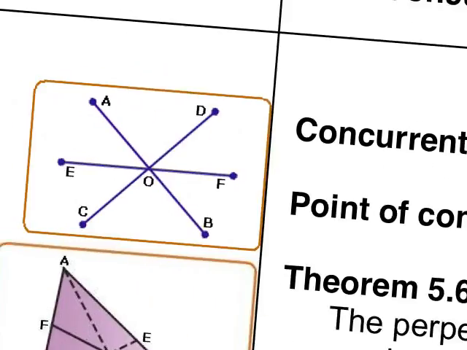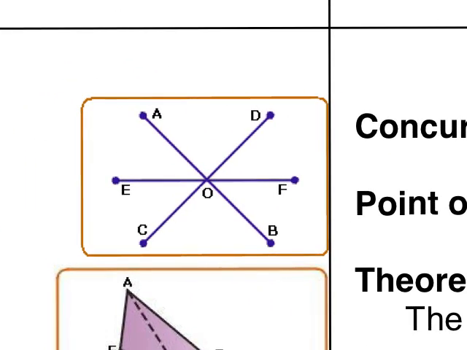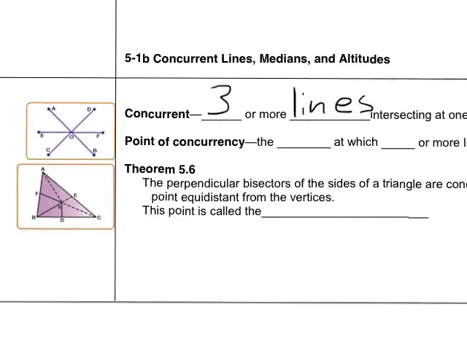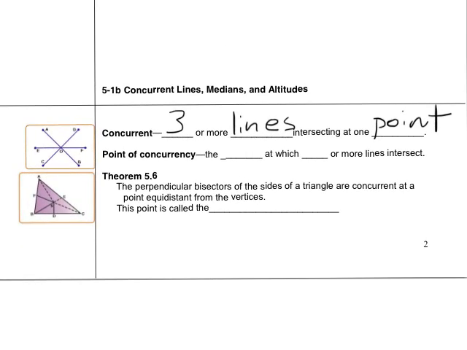Okay, let's zoom in over here. These lines all intersect at this point O, making these three lines concurrent right there at O. And so that point O would be considered the point of concurrency. So this is the point at which three or more lines intersect.